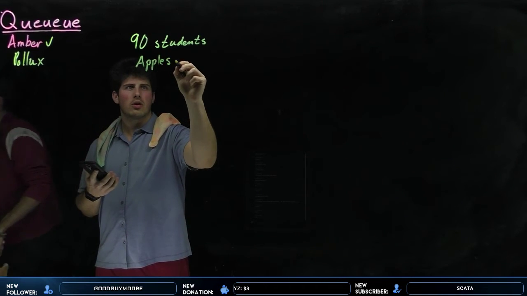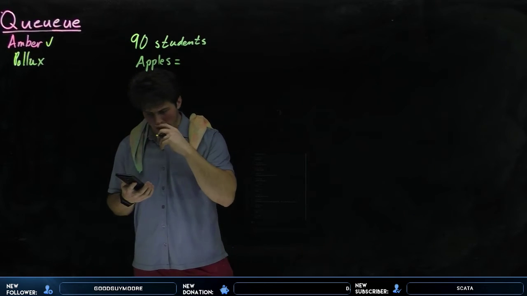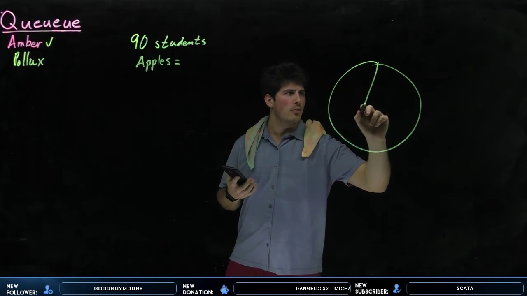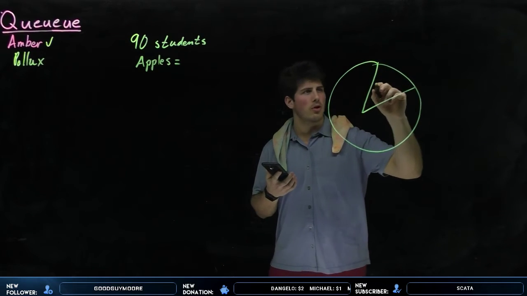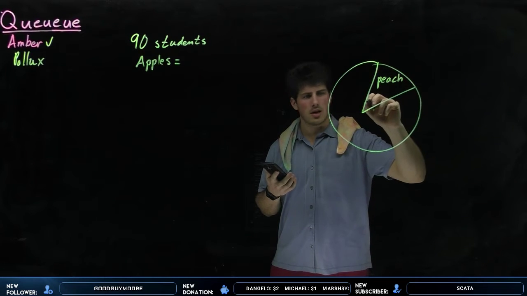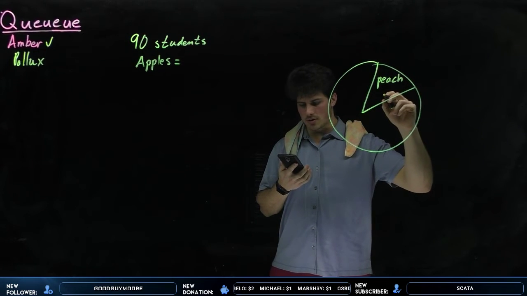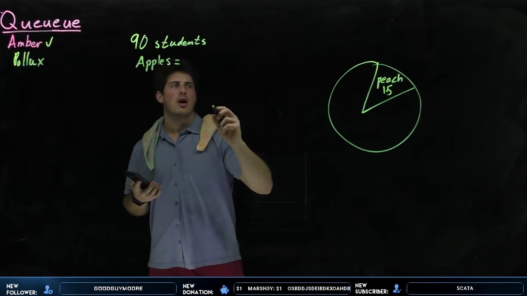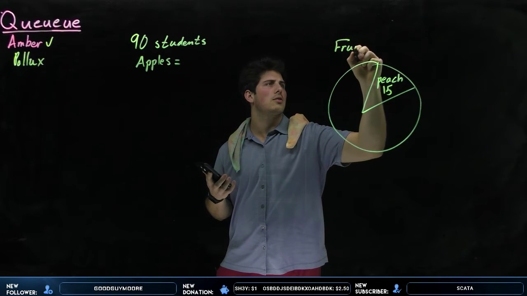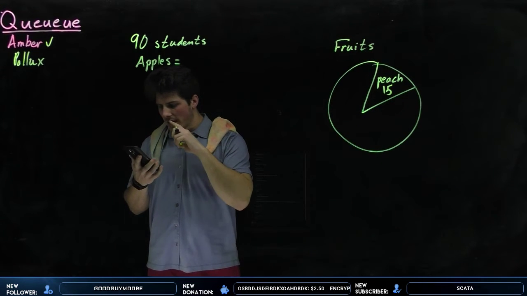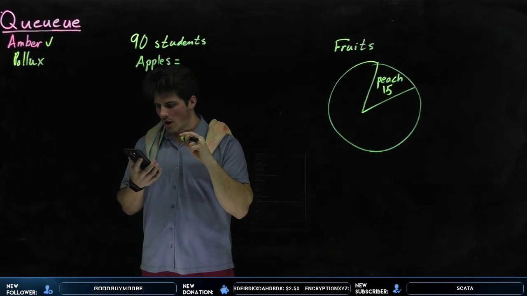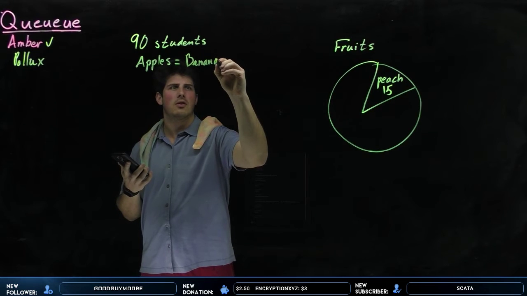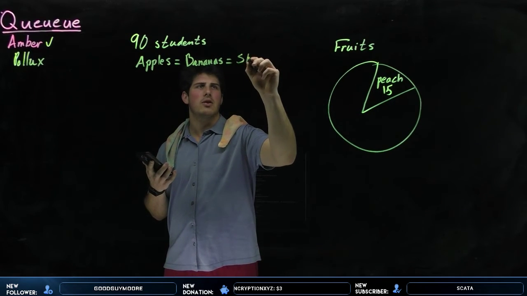All right. We're going over Pollux's question. They give you a pie chart, and this is for peaches. There are 15 students who chose peaches. You have 90 students, and they're choosing their favorite fruits. We're given that apples, bananas, and strawberries were chosen by an equal number of students.